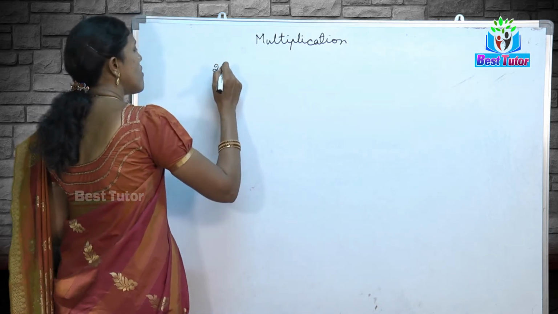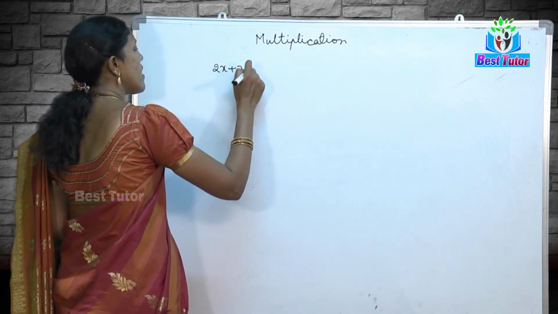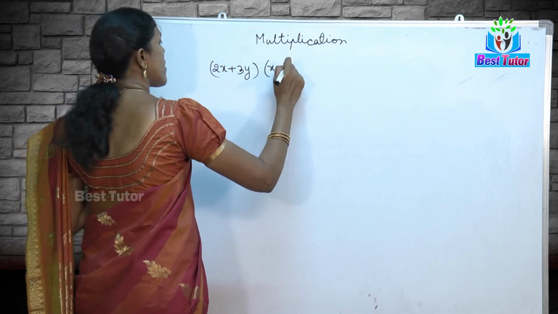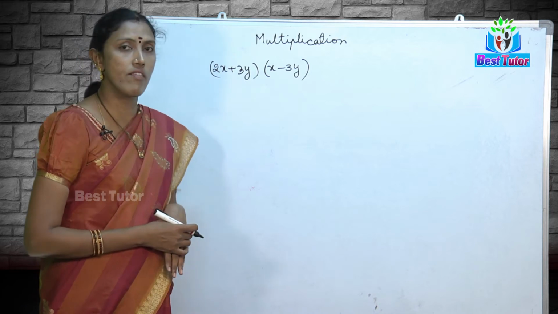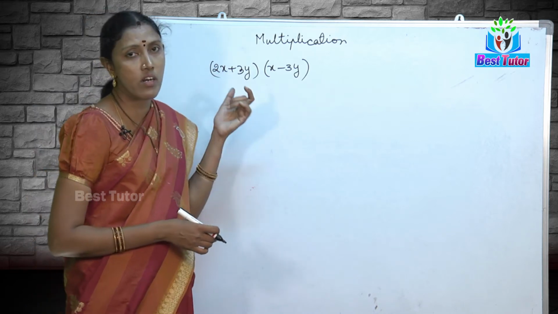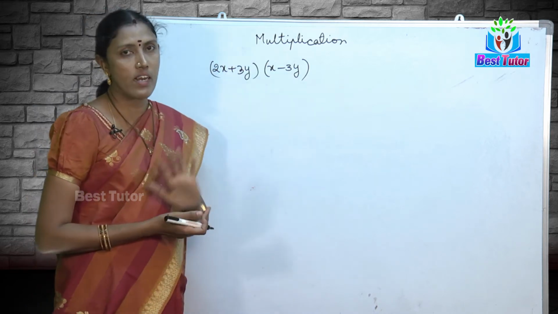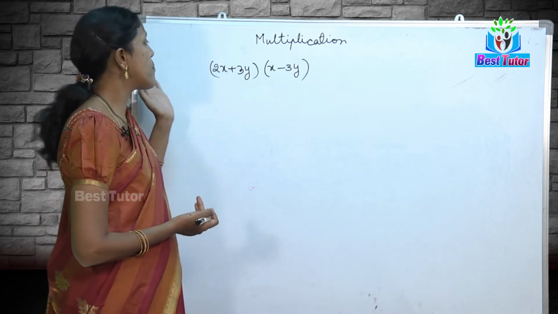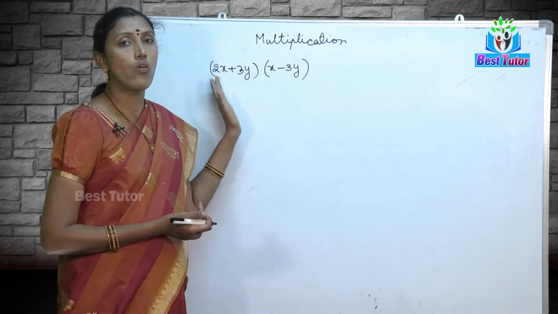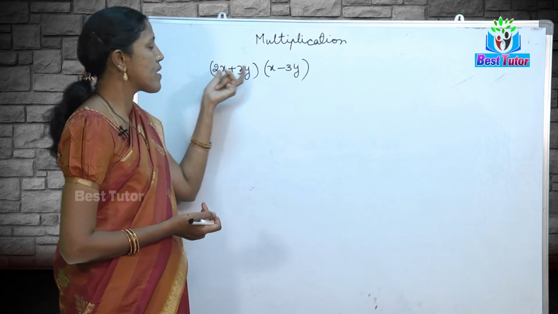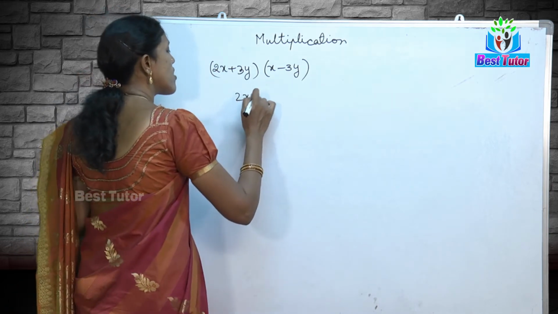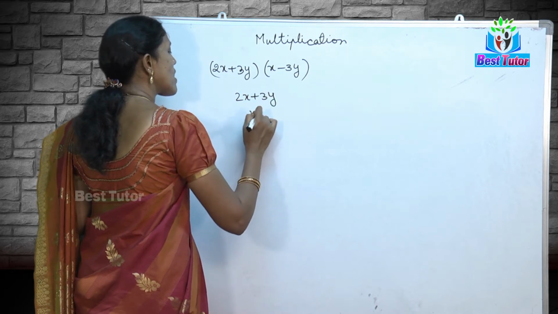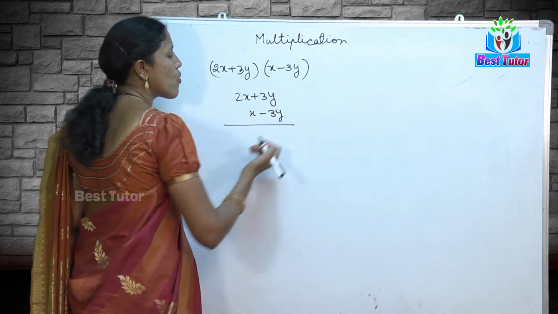Now if at all I have 2x plus 3y into x minus 3y. This is a very simple procedure we have learnt in the previous videos also. We can apply FOIL method or directly we can multiply and get the solution, isn't it? In the earlier videos we have learned only one procedure. Can I multiply these two by vertical method, right? If at all I have to multiply these by vertical method, quickly let us go through this procedure and then move on to the formulae.